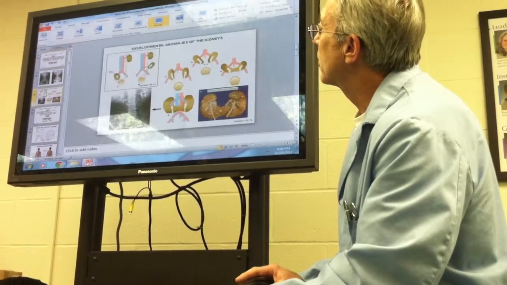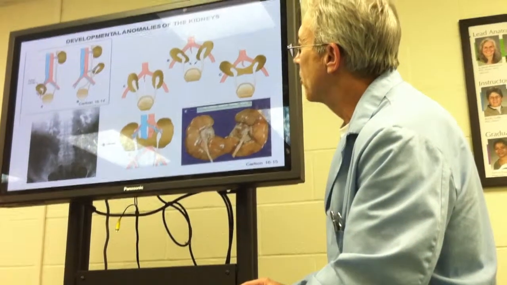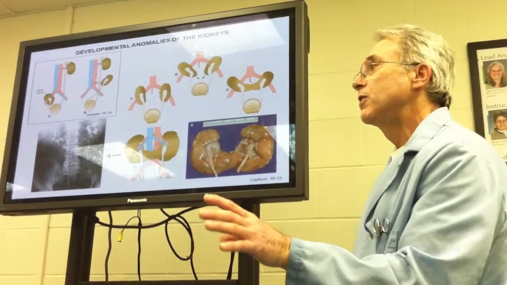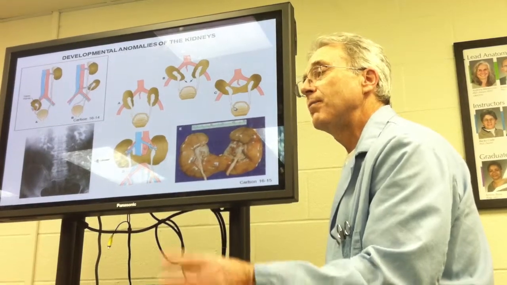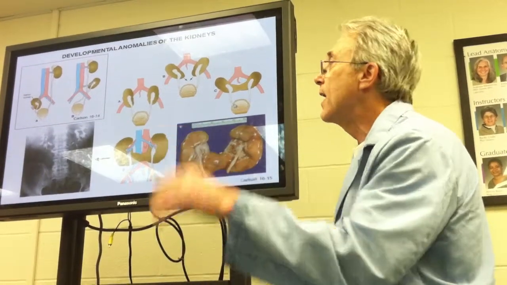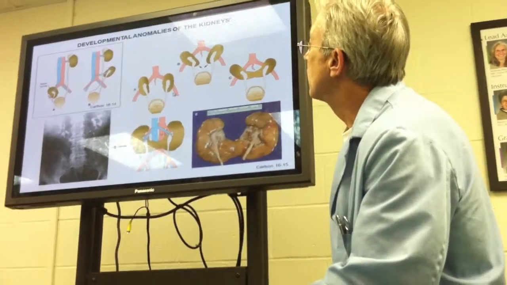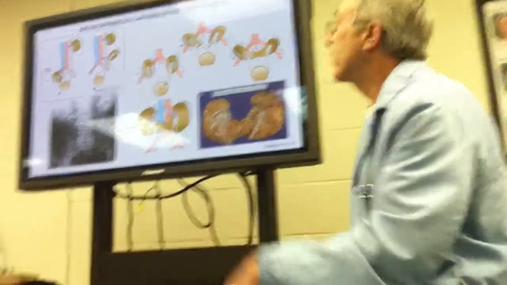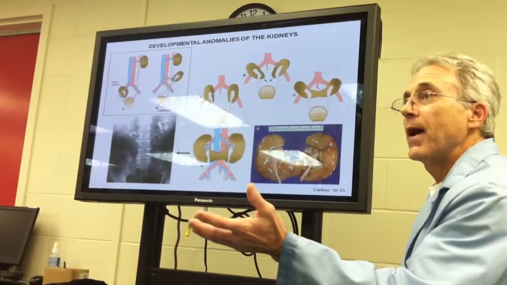Horseshoe kidney. So let's take a look here. We've got a couple things that could go wrong with the development of the kidney, right? The kidneys actually develop in the pelvic cavity and then passively through growth ascend to end up in the resting place in the posterior abdominal wall area. So they've got to come up out of the pelvic cavity. And sometimes they can get stopped in their path.